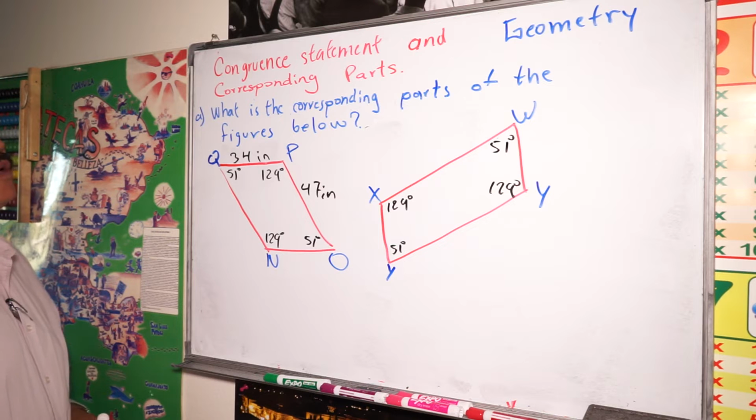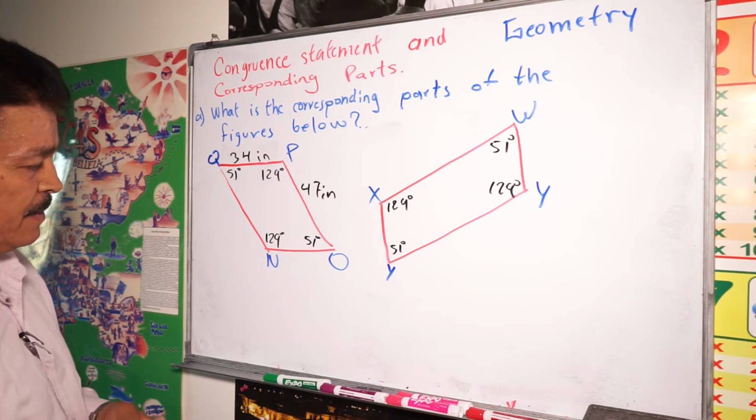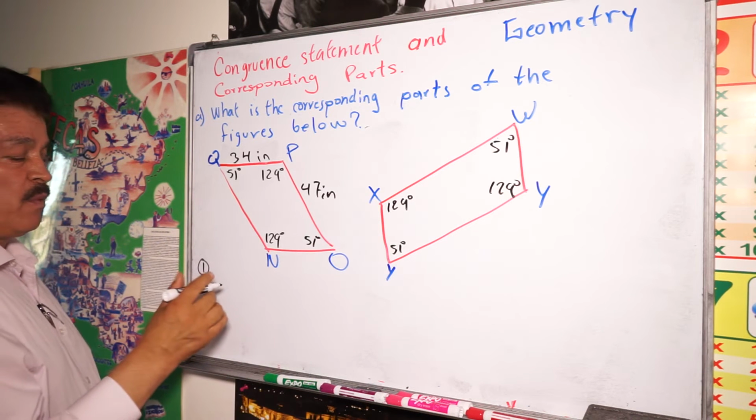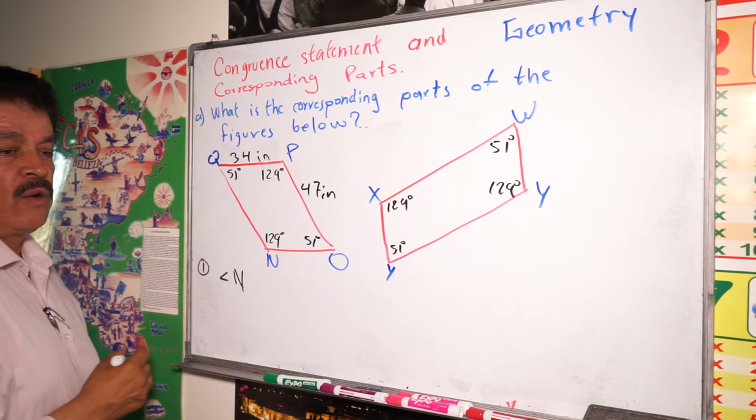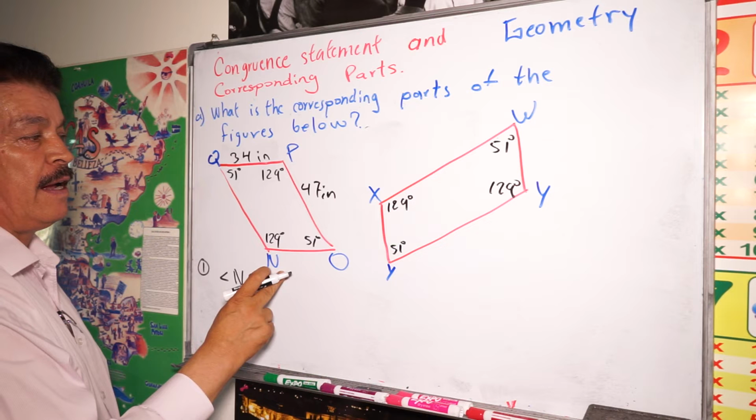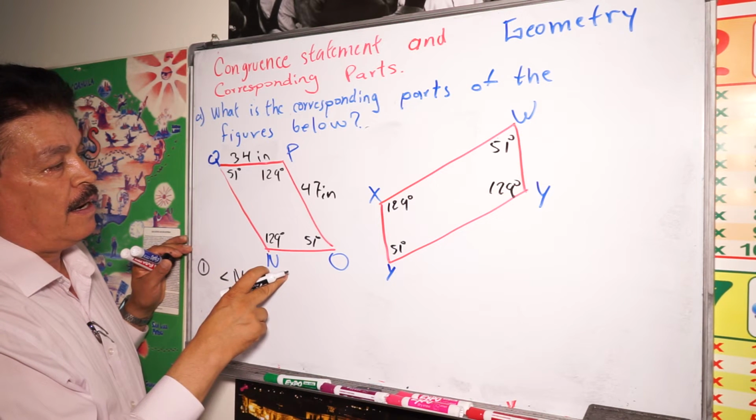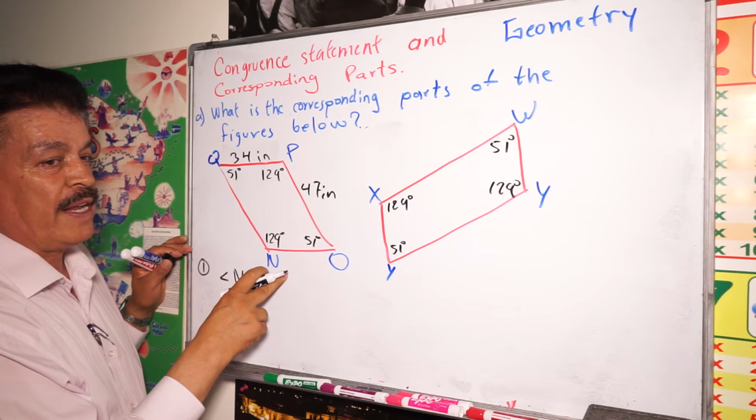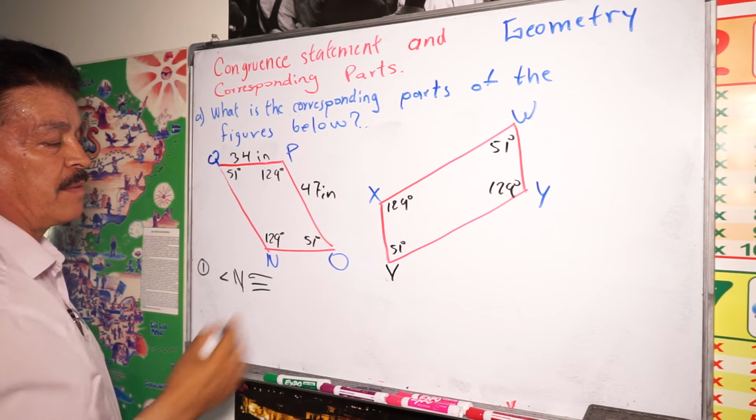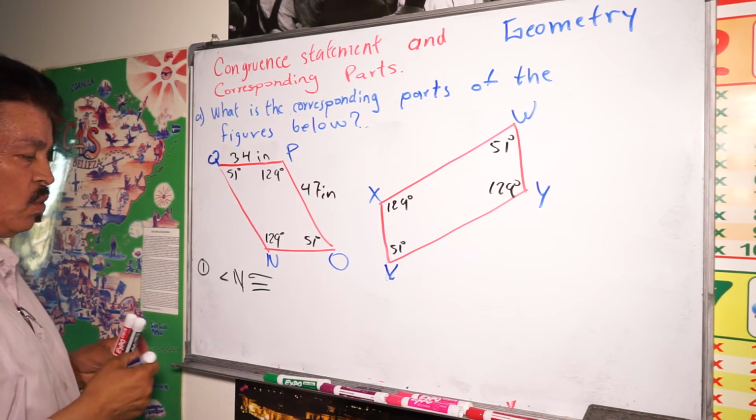So we are talking about the congruence statement and the corresponding parts. Let's write here, step number one, to compare these two shapes. We have angle N. Angle N is 129. It is congruent to angle B. Look, this is B, right? So angle N is congruent to angle B.